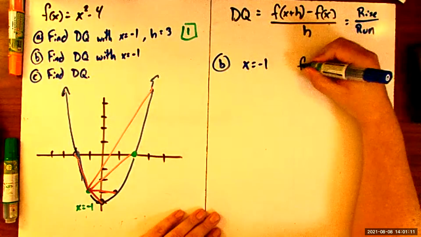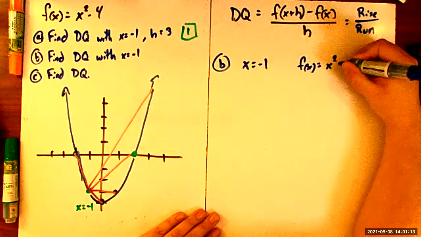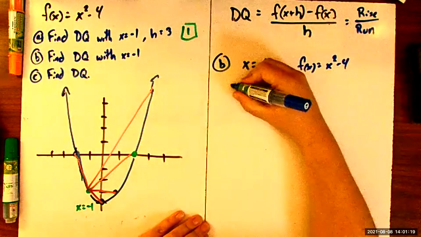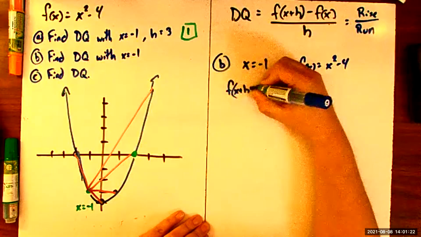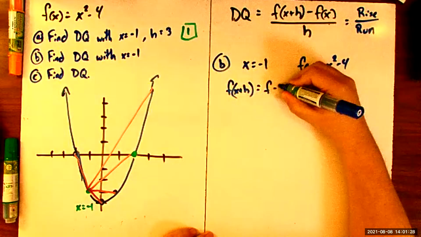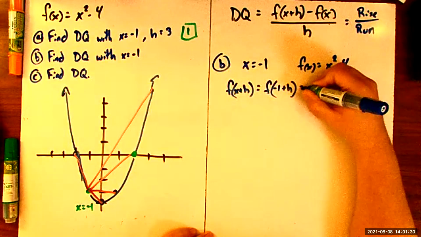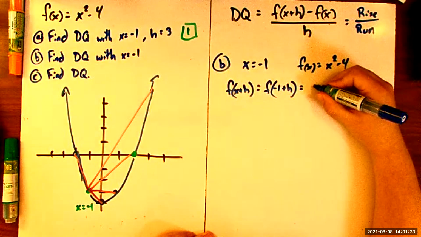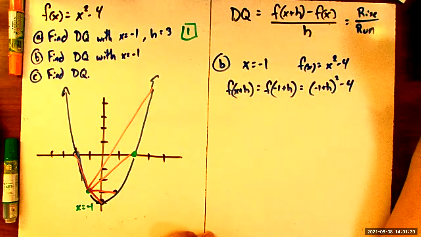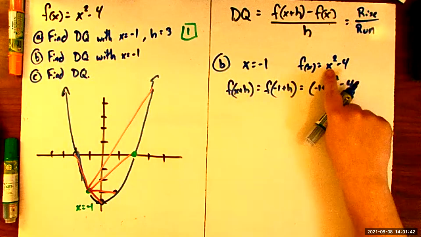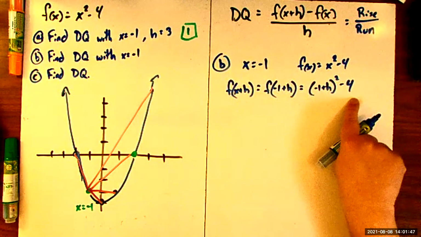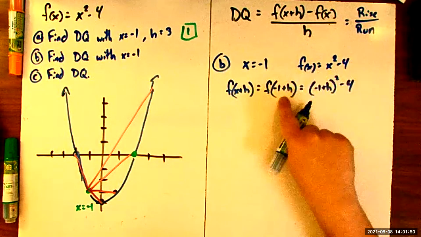We know f of x is equal to x squared minus 4. But now we need to figure out what f of x plus h is. And this itself can be a little bit of a challenge. So f of x plus h in this case would be f of -1 plus h, which would be equal to (-1 plus h) squared minus 4. Basically, wherever we had an x, we're replacing it with -1 plus h. And so that's where we get this from. The x and -1 plus h, they match up exactly.